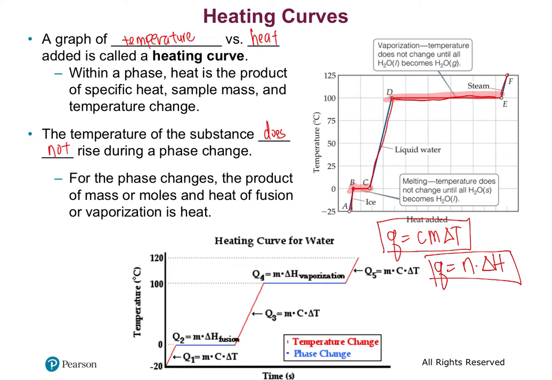And if I go from like point A to point F, I'm going to heat my solid ice. I'm going to then melt it, and then I'm going to do another equation. So for every little segment on the line, we have to do an equation, and then we'll add them all up.